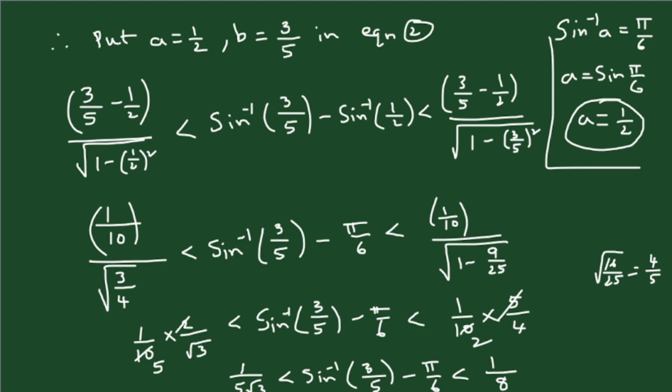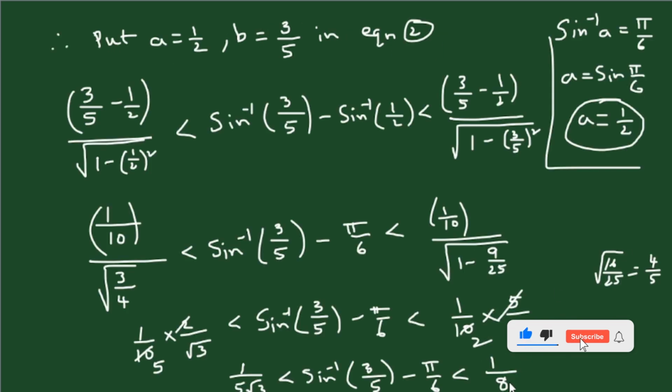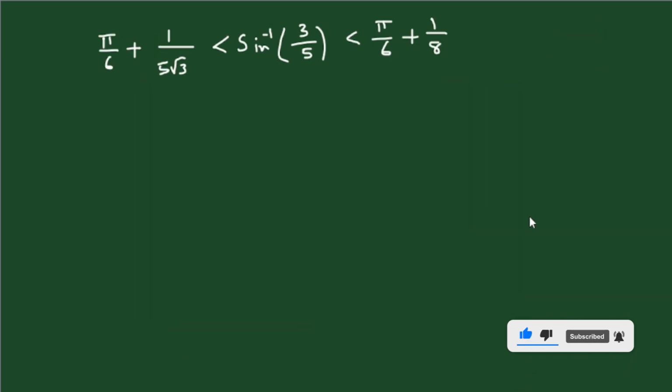Throughout the inequality, you will get pi by 6 plus 1 by 5 root 3 less than sin inverse 3 by 5 less than pi by 6 plus 1 by 8. So hence deduced.